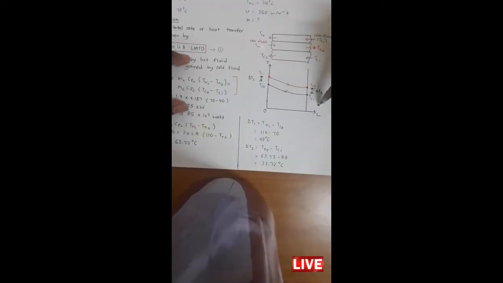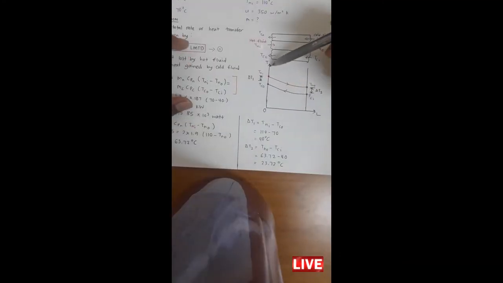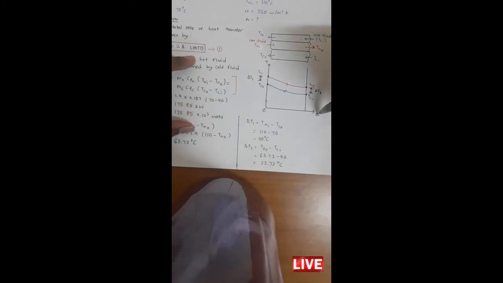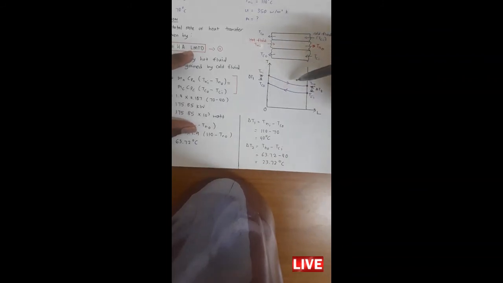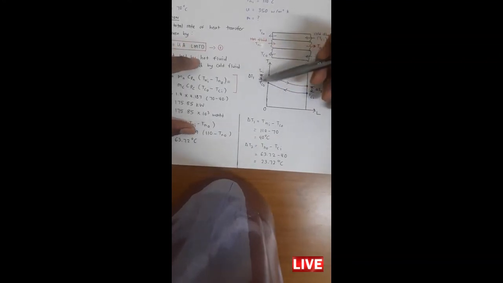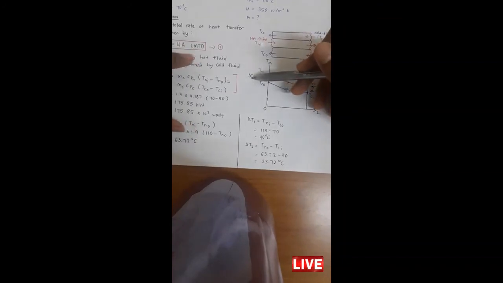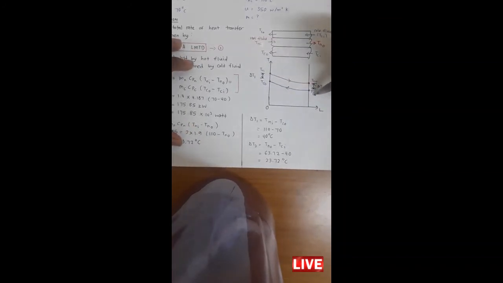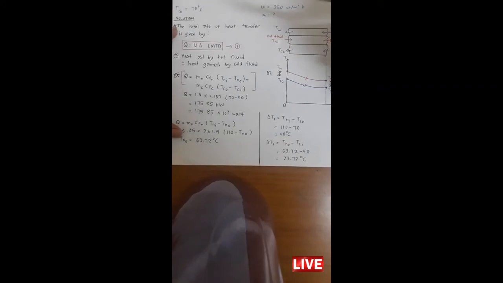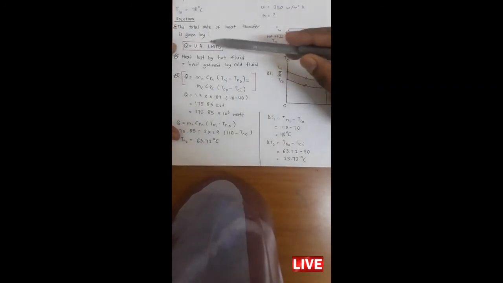This is the temperature distribution graph, where the y-axis represents the temperature and the x-axis represents the length. If you see, the hot fluid temperature is reducing and the cold fluid temperature is increasing. This means the hot fluid is losing heat and the cold fluid is gaining heat. The difference between these two temperatures at one end will be theta 1, and the difference at the other end will be theta 2.